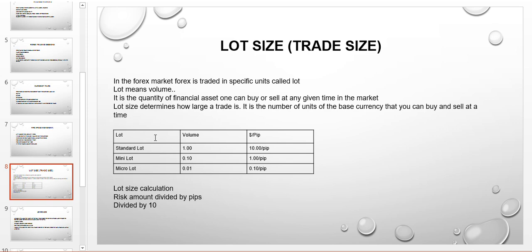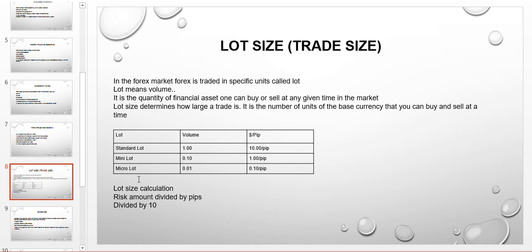And we have different types of lots. We have the standard lot, which is one volume, and this standard lot gives you $10 per pip. For mini lots, the volume is 0.10, and it gives you $1 per pip. And the micro lot is the least lot that you are allowed to use. Though we have, I think, nano lot size, the MT5 platform will not allow you to use that lot size. So the least you can use on MT5 platform is 0.01, which is the micro lot size. And for this 0.01, it gives you 0.10 per pip.